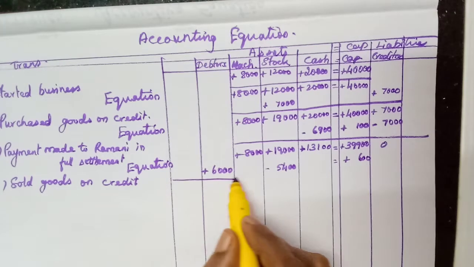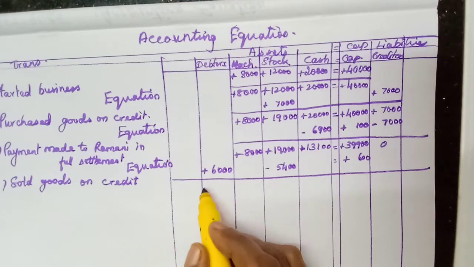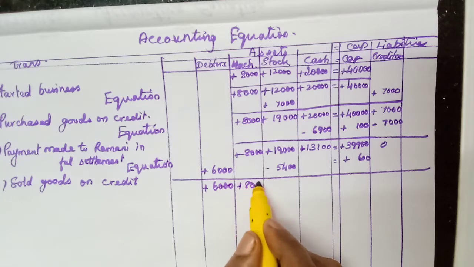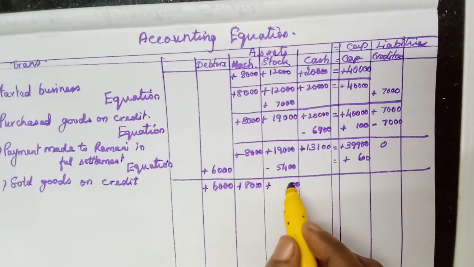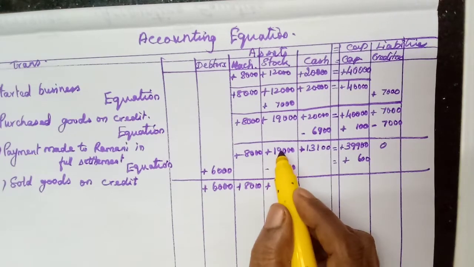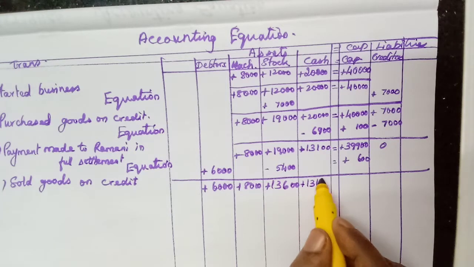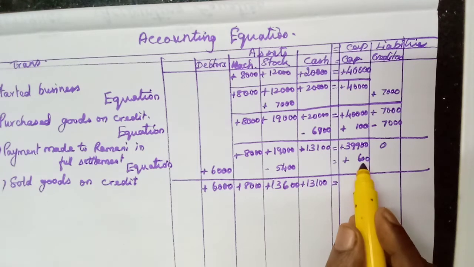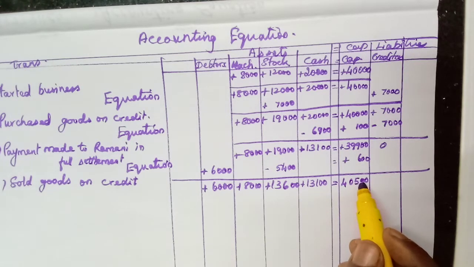Now we will write the equation. Plus 6,000 plus 8,000. Here we need to minus this one, isn't it? 10 minus 4, 6. Here 8 minus 5, 3, 1. Then plus 13,100 equal to plus 600. 9 plus 6, 15, balance 1, 10, balance 1, 4. 40,500.